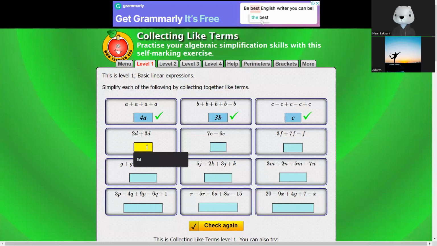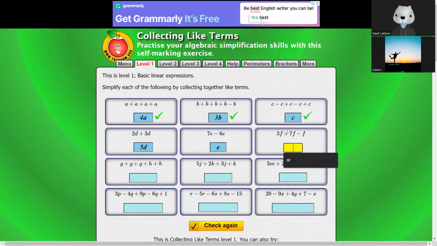2 oranges plus 3 oranges, that's 5 oranges. That's 5, guys. 7 oranges minus 6 oranges is 1 orange. But we don't write it like that. We ask for an orange. So that'll be just E. Sorry, it's not O, it's E. That's my bad.